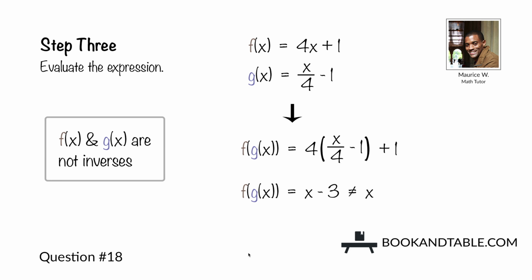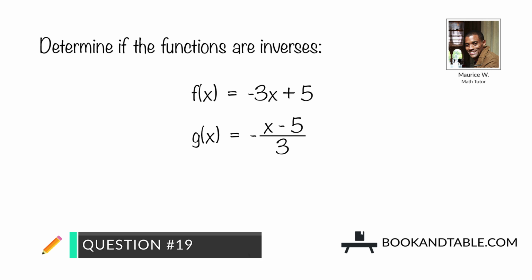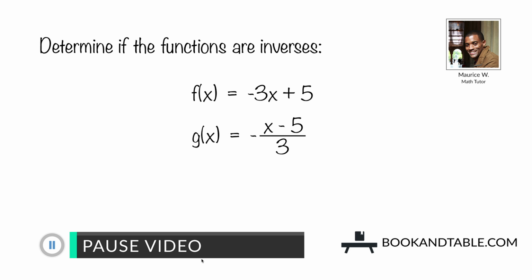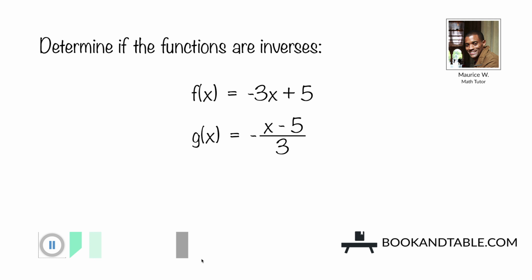So that is the answer to question number 18. Let's now have a look at question number 19. Determine if the functions are inverses. And we are given f of x is equal to negative 3x plus 5, and g of x is equal to negative x minus 5 over 3. Pause the video, answer this question, and then press play when you are ready to begin.